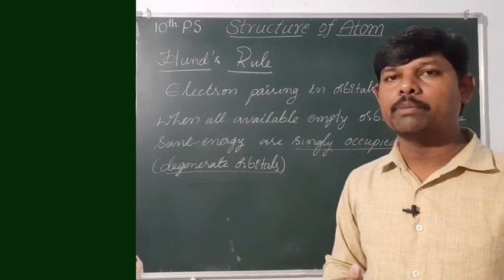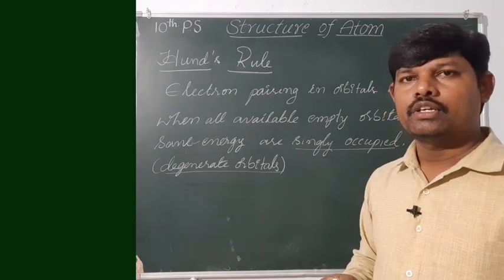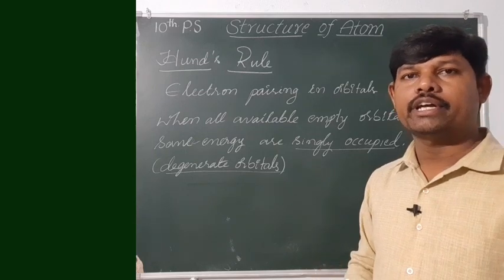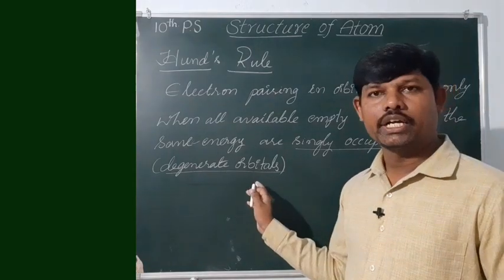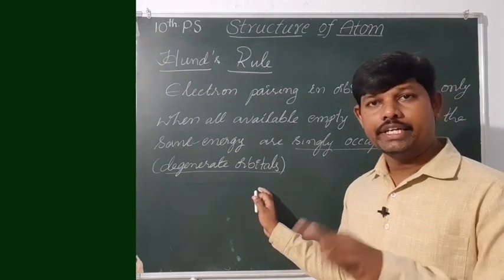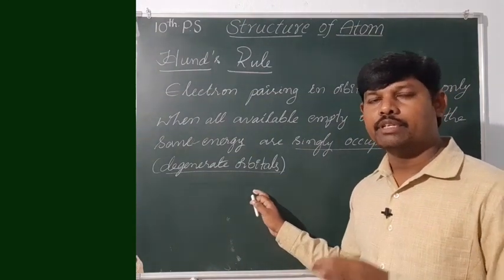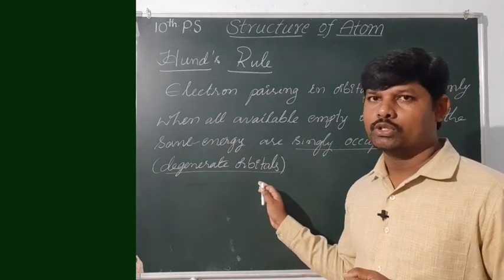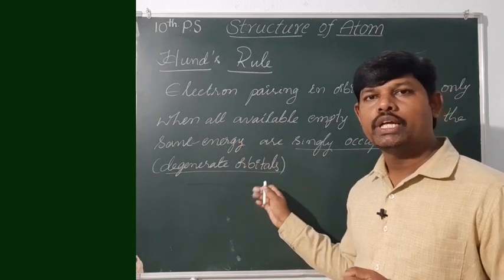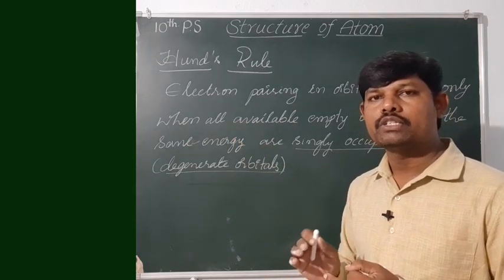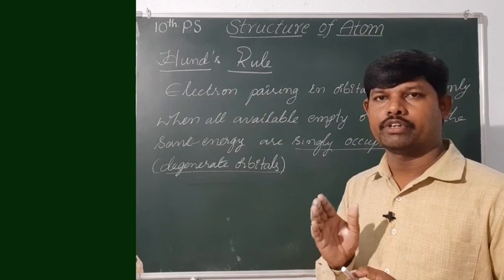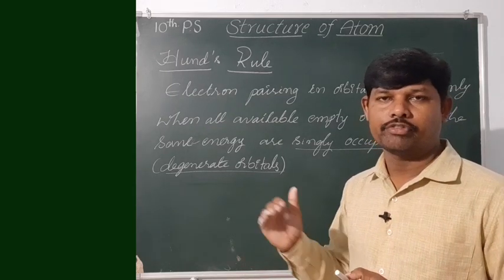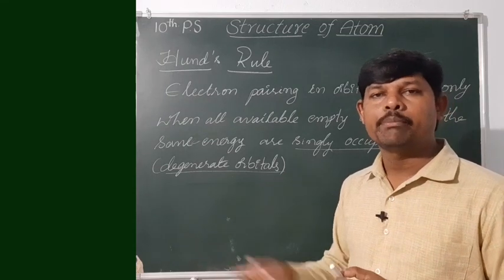For example, p orbital has 3 suborbitals. The 3 p orbitals have the same energy. So those 3 p orbitals are called degenerate orbitals. In a d orbital also there are 5 suborbitals. So that is also degenerate orbitals. So according to Hund's rule, in 3 p orbitals, electrons should singly occupy first, 2px1, 2py1, 2pz1, like that, and then only pairing starts.